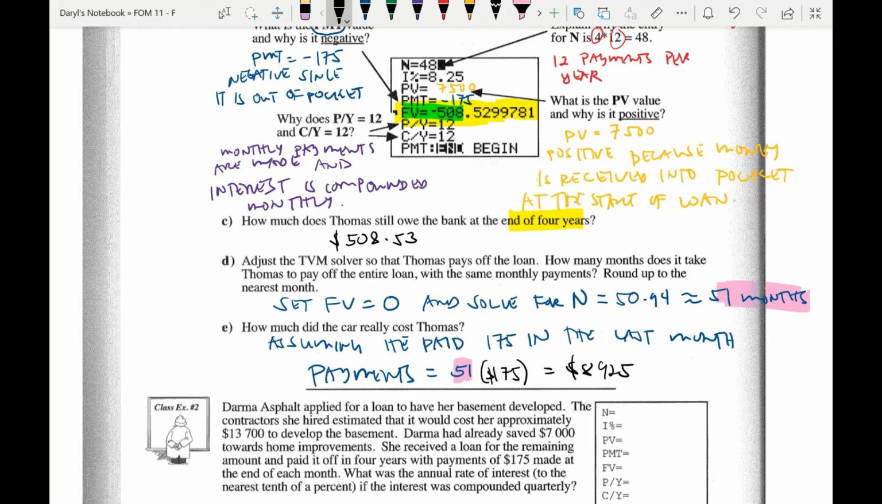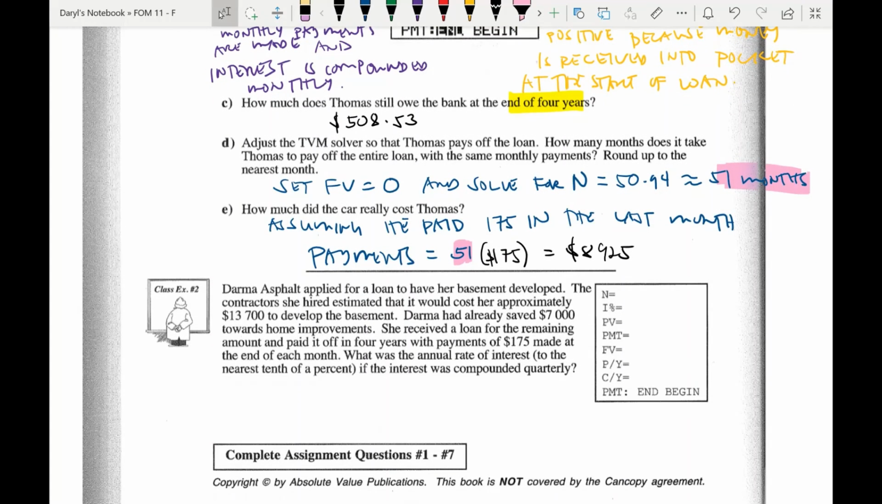Again, that's how banks usually get their profit, mostly from debt or from loans to individuals or to companies. So let's take number 2. Dharma Asphalt applied for a loan to have her basement developed. The contractor she hired estimated that it would cost her approximately $13,700 to develop the basement. Dharma had already saved $7,000 towards home improvement.